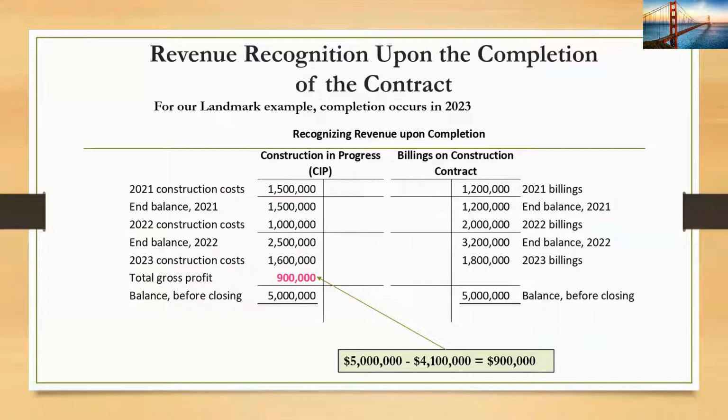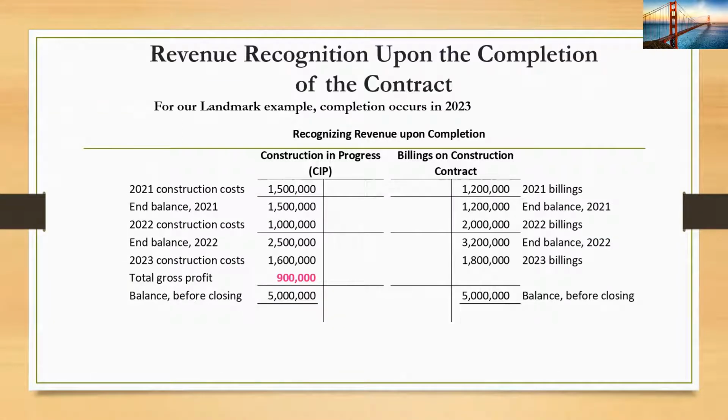Upon completion, Landmark recognizes revenue of $5 million and cost of construction, again, which is similar to cost of goods sold, of $4.1 million because the asset is viewed as sold on that date.